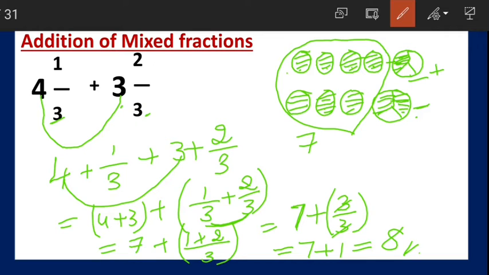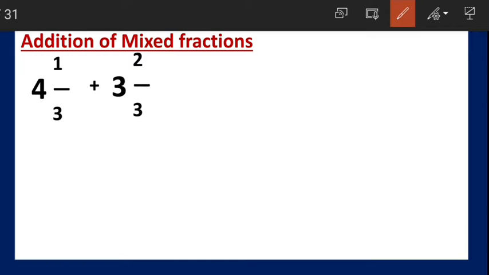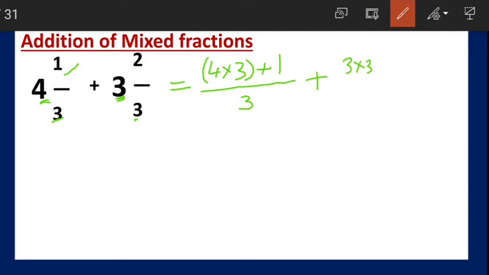This is one method. We can add this in another method also by converting the given mixed fractions into improper fractions. Just see that. We know that 4 1 by 3 means 4 wholes we have to divide into 3. That means we get 4 into 3 parts. 4 3s are 12. Plus from here we have to take one part. 4 into 3 plus 1 by 3. Same denominator we will get here. Plus the second one also. 3 wholes we have to divide into 3. So 3 into 3 plus the numerator 2 by 3.